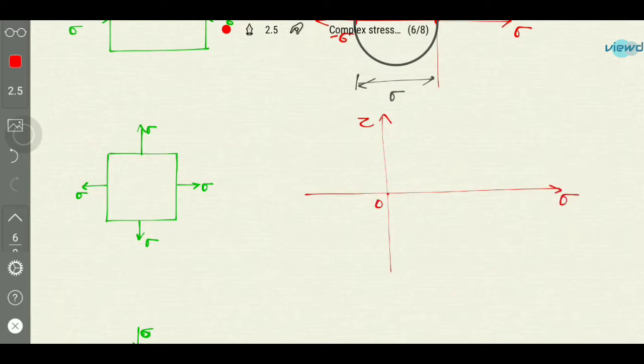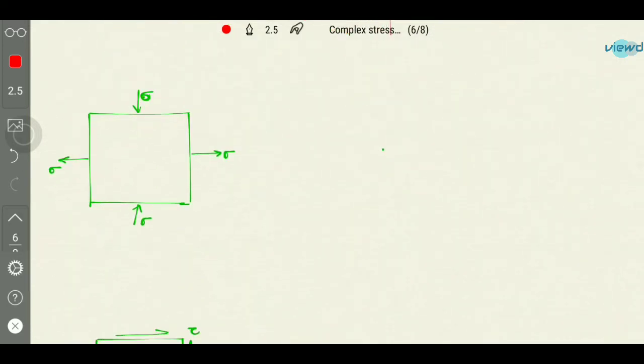So from point O we need to plot sigma x. Somewhere the sigma x will be here, and we need to plot sigma y. This is also sigma, so the same point will be here. And what will be the radius? The radius will be the shear stress. There is no shear stress, so that point also will be lying here. So the dot is the Mohr circle if biaxial stresses of equal magnitude are acting on the body.